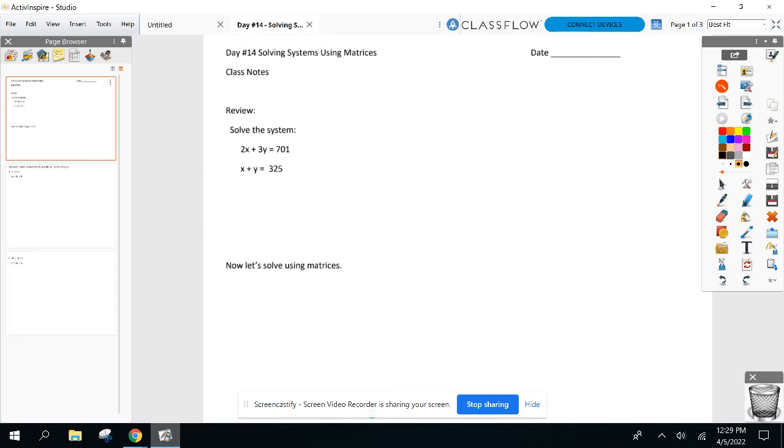First move: multiply the second by -2. I can multiply the second by -2, or I can multiply the second by -3. Either way, I'm going to get rid of an x or a y. So why don't we multiply this one by -2?